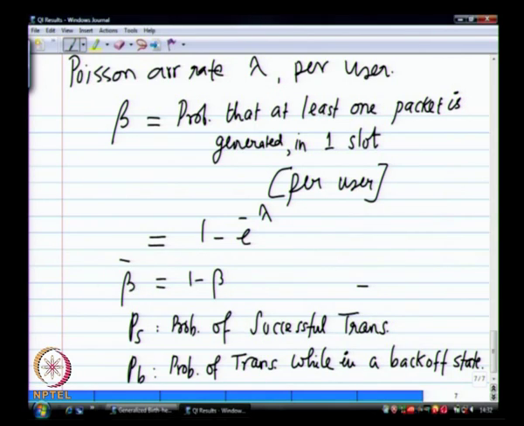So if I am in backoff, I will flip a coin with probability PB and try to resend, and with probability 1 minus PB I will stay in the same state. PB can be 1 if you want, which becomes very aggressive. If PB equals 1, what will happen?